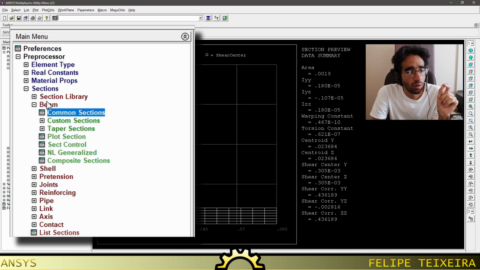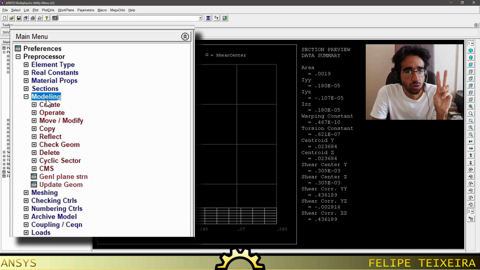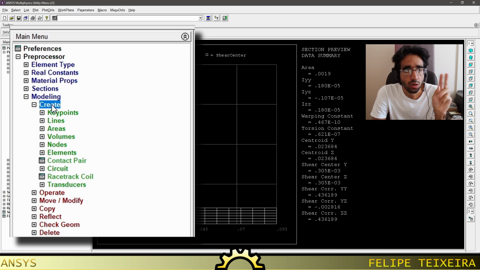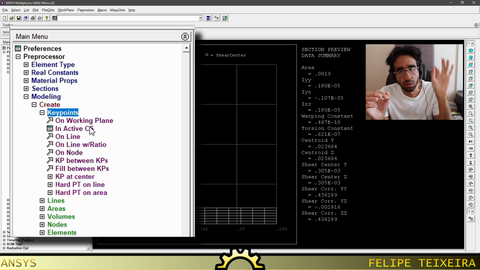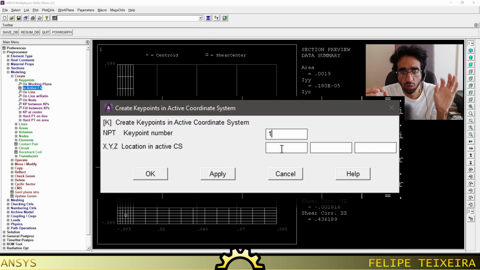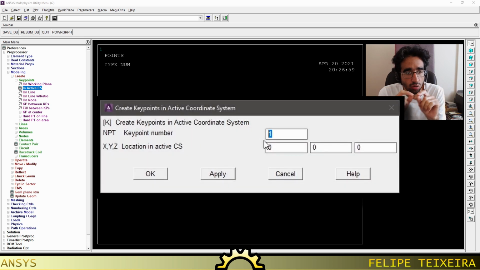Then I'm going to go to modeling, create, and I'm going to create three key points actually, 2 key points to create a line, and then one additional orientation key point which I'm going to use later on. So first of all, I'm creating 2 key points. They are 2 meters apart because these key points are going to define the line which is the axis of our beam. So I have key point 1 at the origin, key point 2 2 meters apart in the x direction, and I also have key point number 3, which is above key point number 1. It's going to be useful later on.